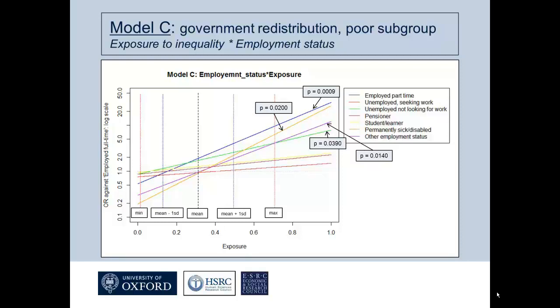And finally, for people who state that they are in an other employment status, the odds are 0.4 times those of people who are employed full-time at 1 standard deviation below mean exposure, but these increase to 1.86 times greater than employed full-time people at 1 standard deviation above mean exposure. These statistically significant interaction terms are all positive in direction.